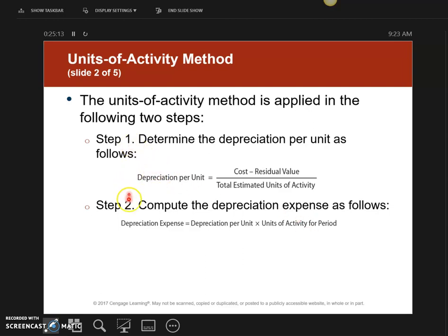So this is a two-step process. Pause your video, write this formula down now. Two-step process.